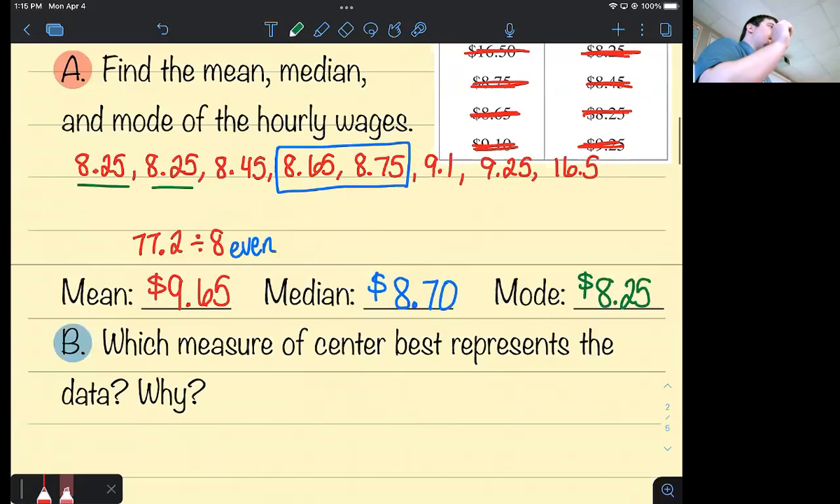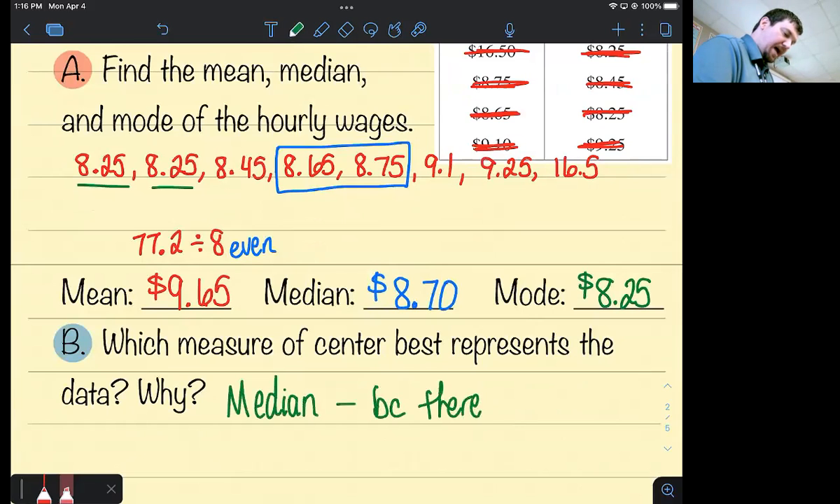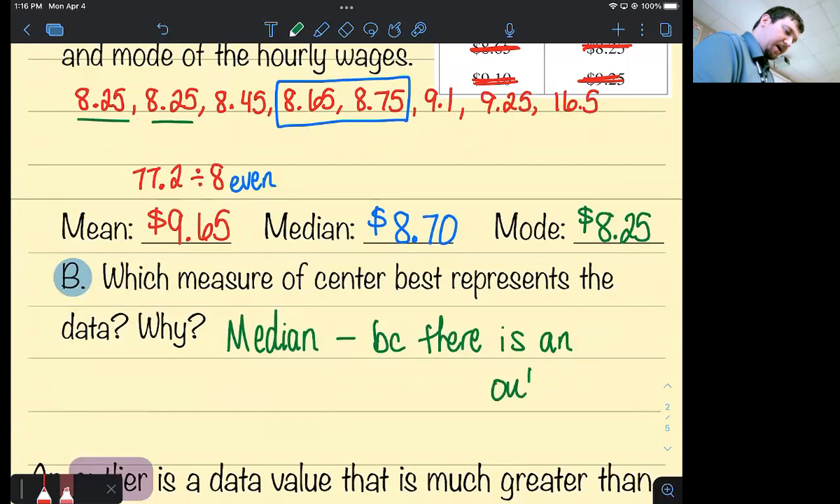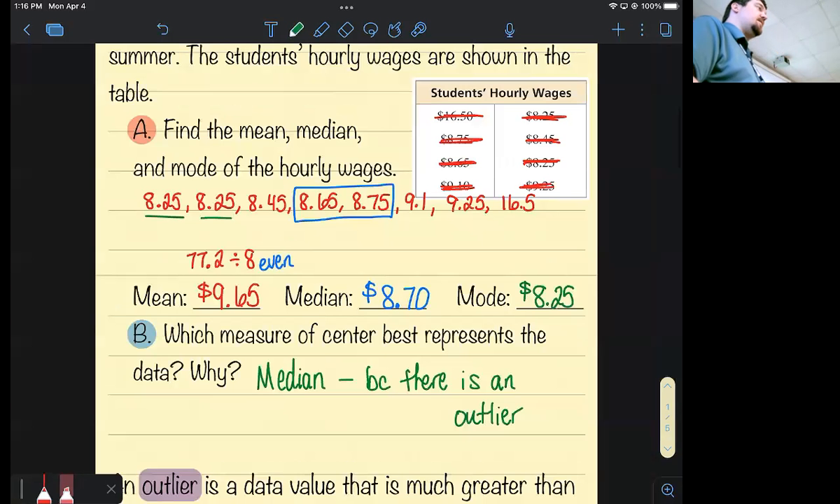Why is the mean not in the middle right now, Jacoby? Yes, that's exactly right. So we want to use the median, and the reason for that is because there is an outlier. Jacoby, what is that outlier? Yeah, somebody's making $16.50 an hour.